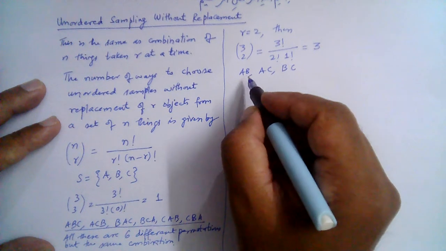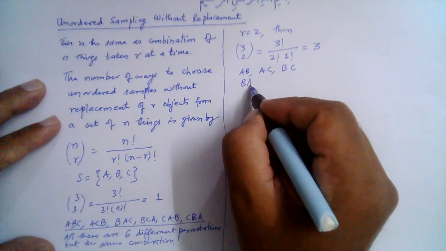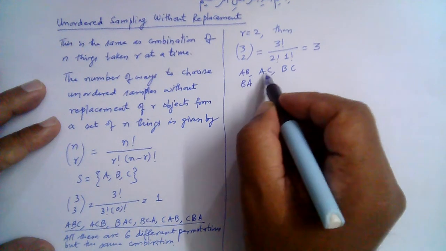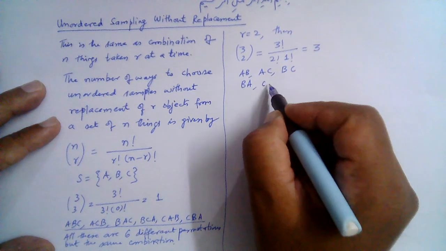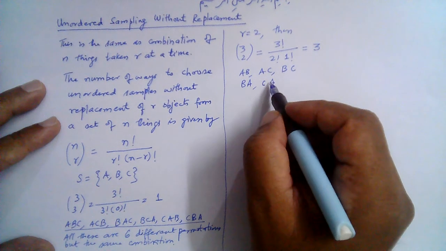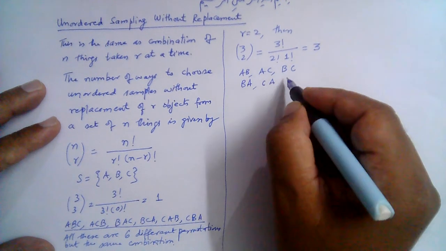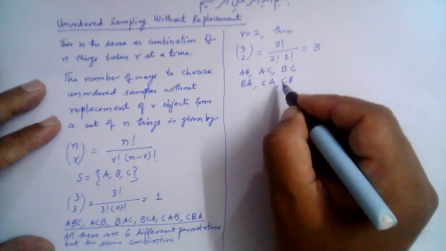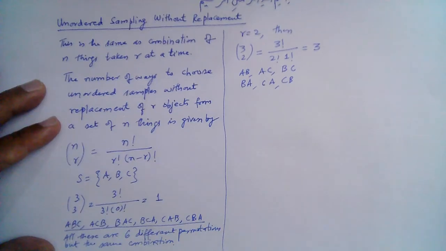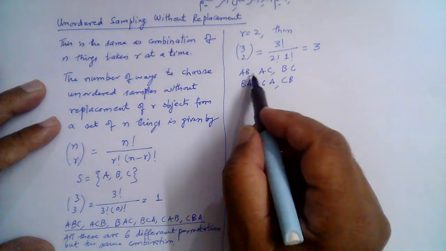So note that AB and BA are different permutations but the same combination. Similarly, AC and CA are different permutations but the same combination. And similarly CB, again it's the same combination though they are different permutations. So basically three combinations are possible.